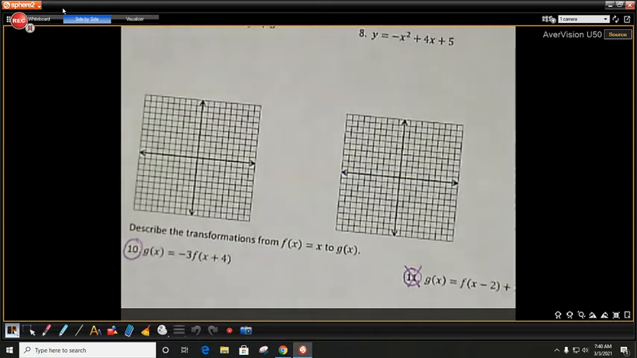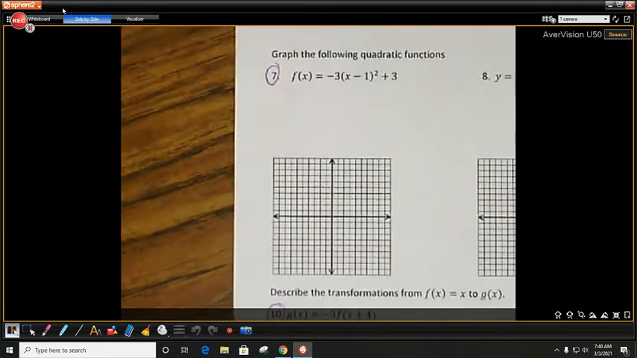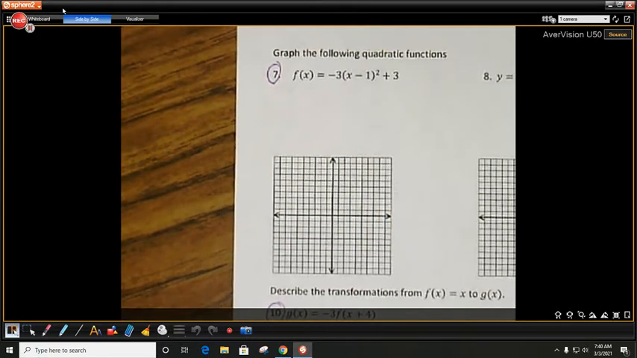Now we're going to actually graph some of these. Okay, so we're going to do number 7. This is in vertex form, so I should be able to find my vertex.